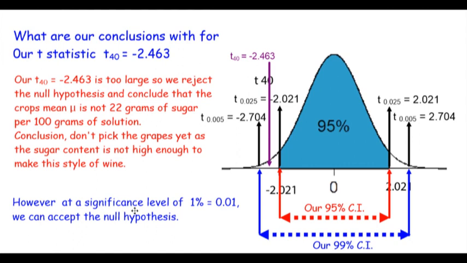But if you do it at a 1% significance level, you can see here we can actually accept it. So it's within the 99% confidence interval.